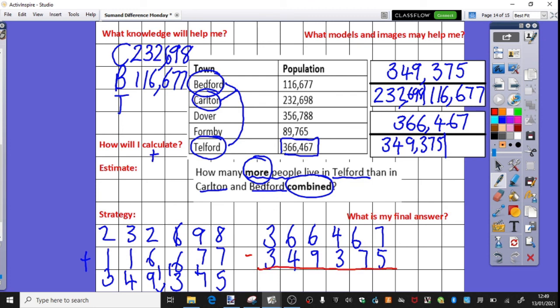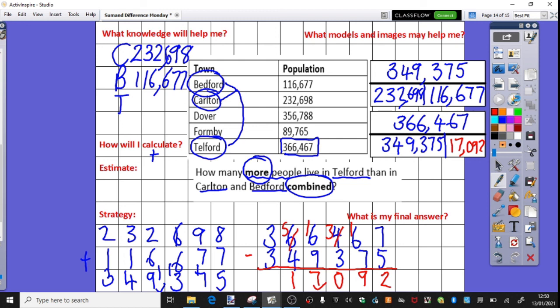7 take away 5 will give us 2. 6 take away 7 we can't do, so we've got 16 take away 7 is 9. 2 take away 0. 16 take away 9 is 7. Take away 4 is 1. So we've got 17,092. So how many more people live in Telford than Carlton and Bedford combined? It's 17,092. So quite a lot there.